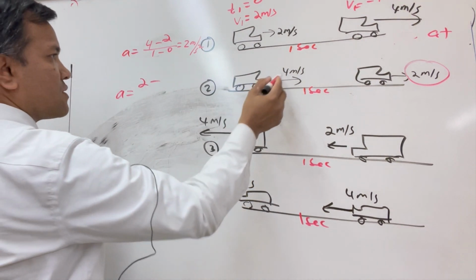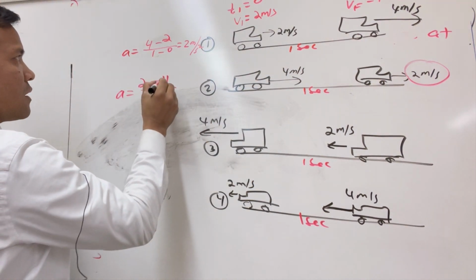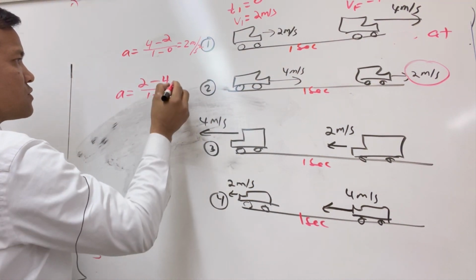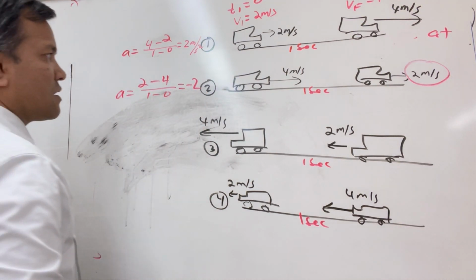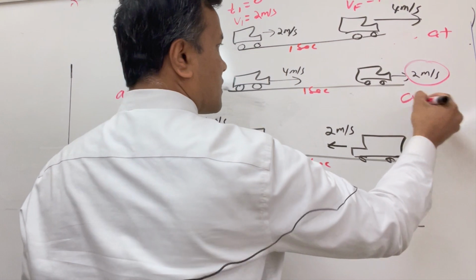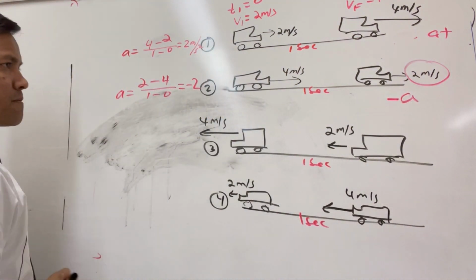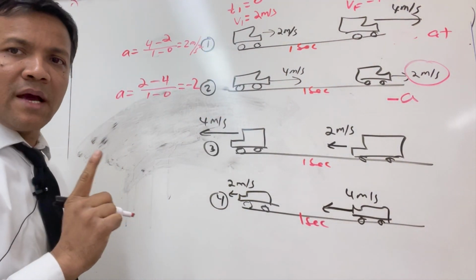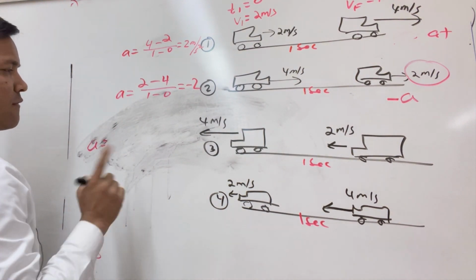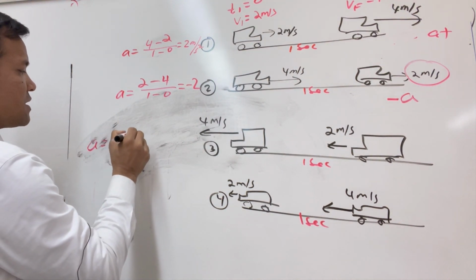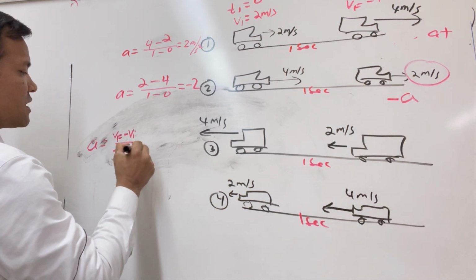Velocity initial is 4, and 1 minus 0. So acceleration is negative 2. So acceleration is negative. Okay, that will have to make sense. We're going to explain that in a second. So acceleration is V final minus V initial over T final minus T initial.